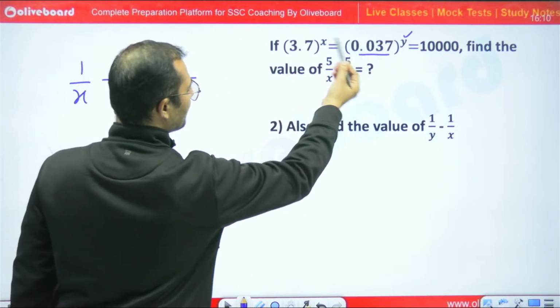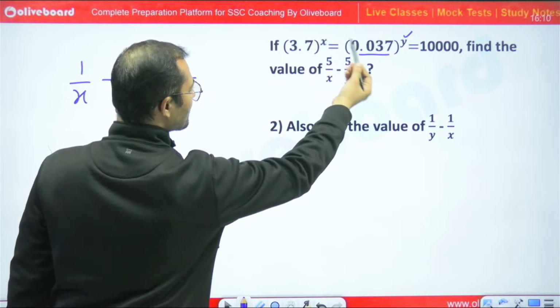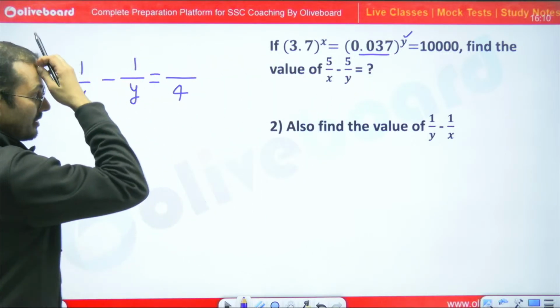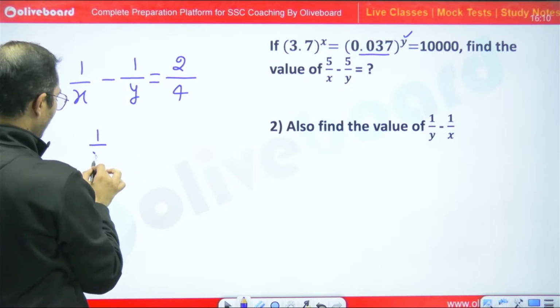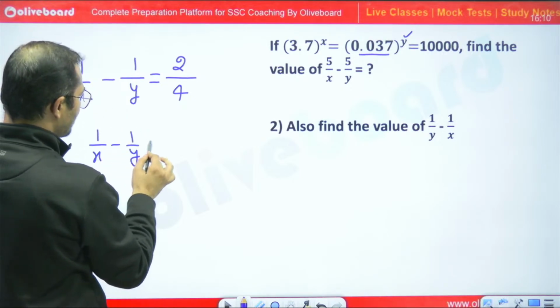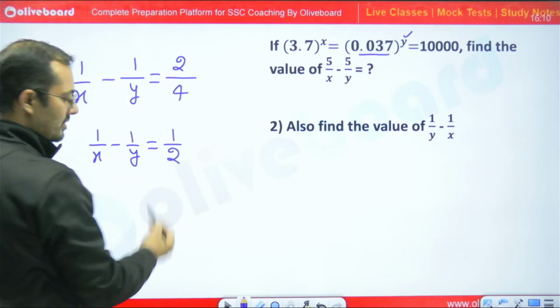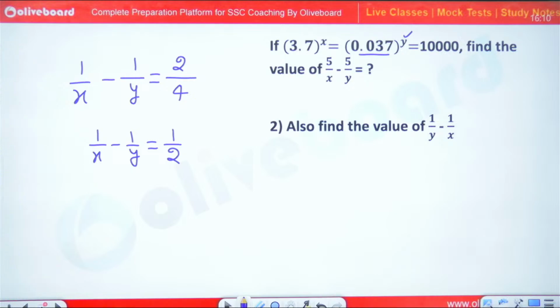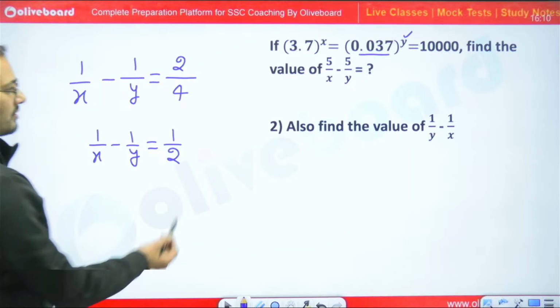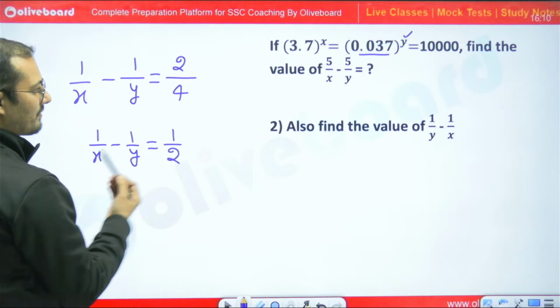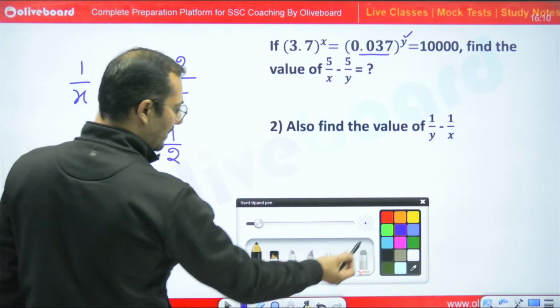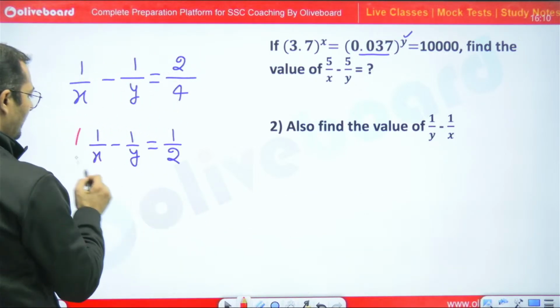So take the difference of the number of digits after decimal. There are 2, so we can say that 1 upon x minus 1 upon y is equal to 1 by 2, right? Now the question is asking what is the value of 5 upon x minus 5 upon y. So just multiply by 5 on both sides.